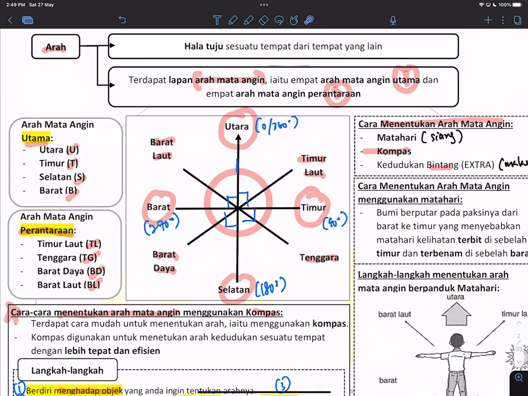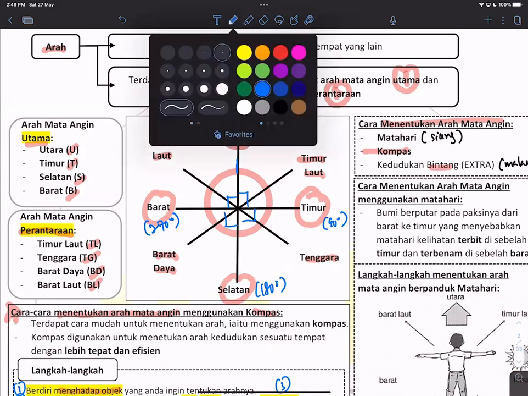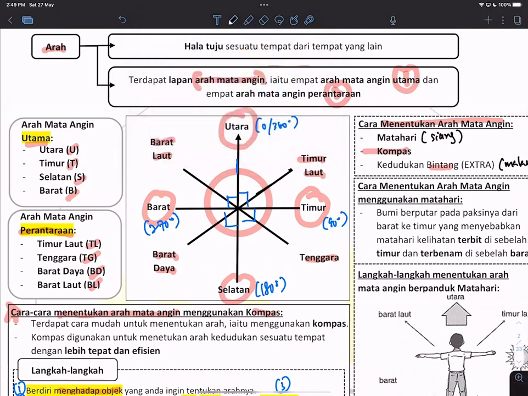Yeah, so the next one, guys. Anyone want to try? Emily, Kaishon, Olives. What is the arah mata angin for in between? In between north and east, known as timur laut, right? So which means half of 90 will be 45.